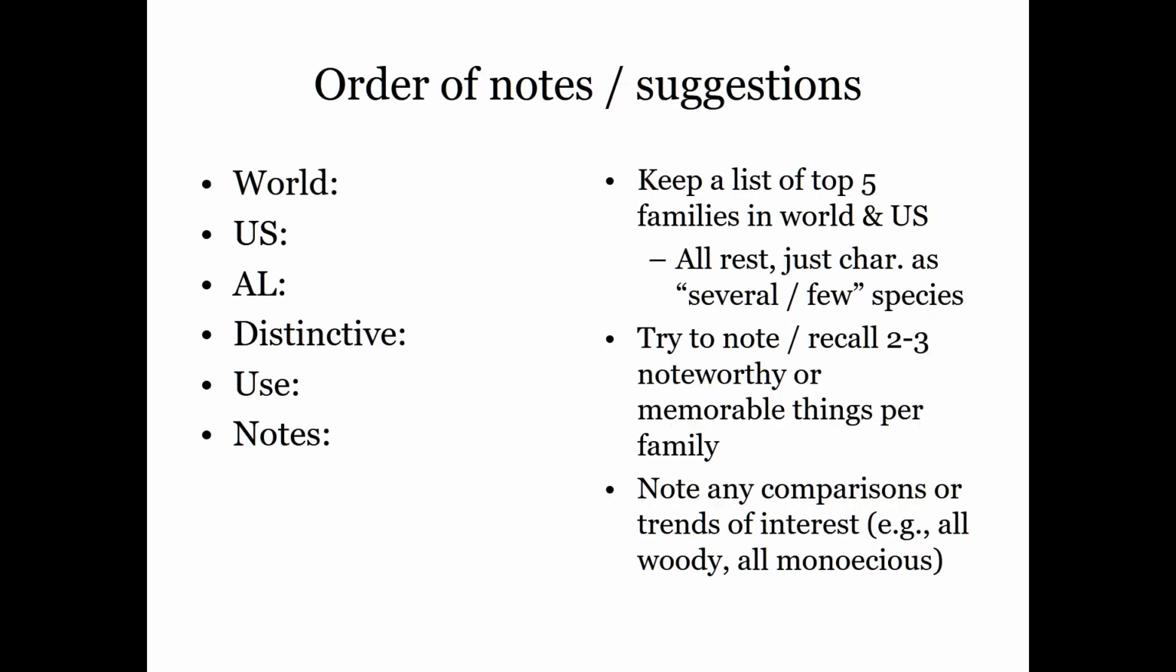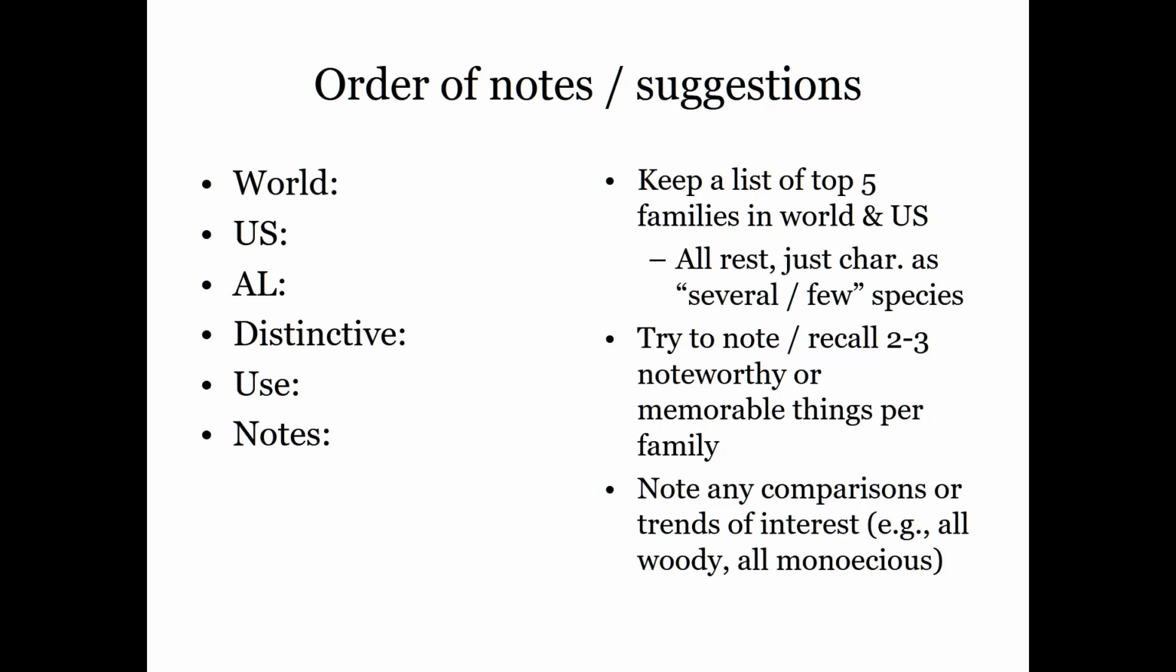Just a quick reminder, as we're going through families, I think it's useful to try to keep track of, and I will be giving you this information on the left: how many species there are in the world, and that's going to be approximate, how many there are in the US approximately, how many there are in Alabama, any distinctive features, their utility, and then any unique notes, a little bit of trivia sometimes about different plant families.